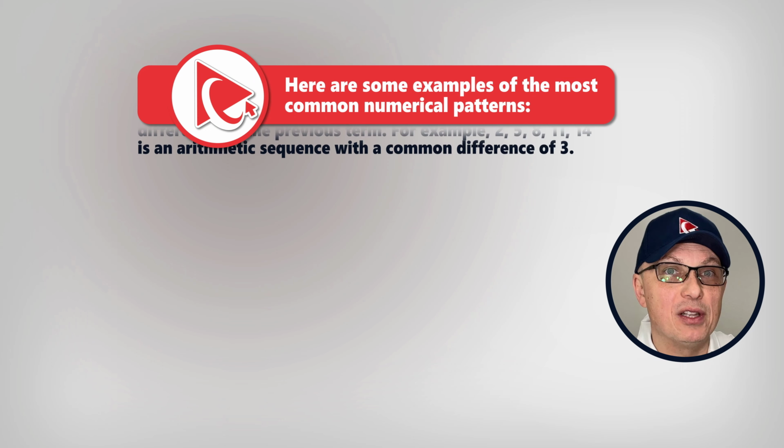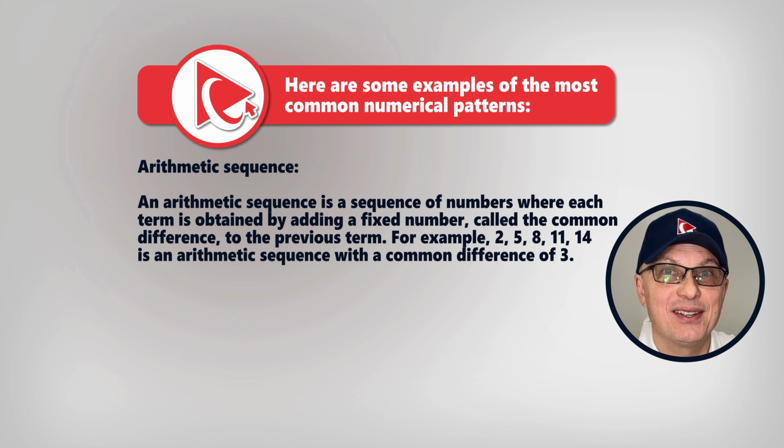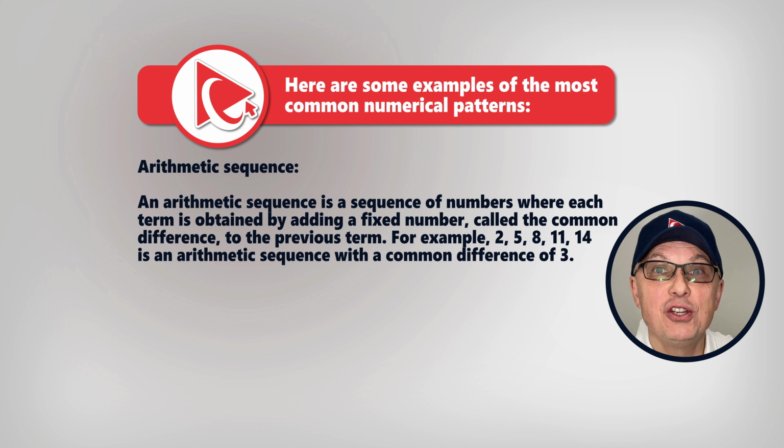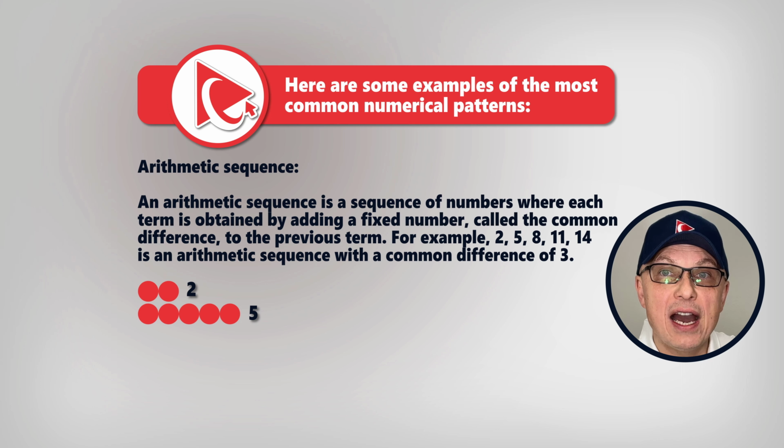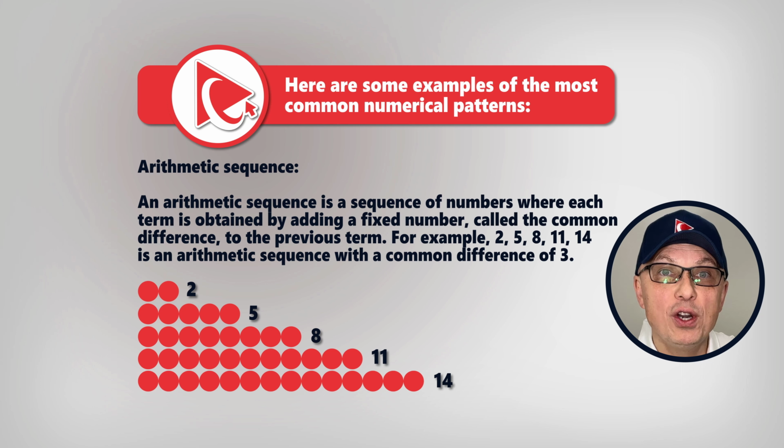One of the most popular patterns is the arithmetic sequence. The arithmetic sequence is a sequence of numbers where each term is obtained by adding a fixed number called the common difference to the previous term. For example, numbers 2, 5, 8, 11, 14 represent an arithmetic sequence with a common difference of 3.